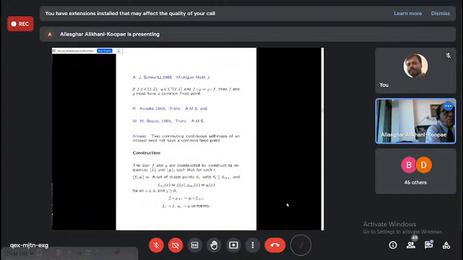So I have picked this one here. And A.J. Schwartz was able to show that if one of the functions is in C1 of I, meaning it has a continuous derivative, and it commutes with a continuous function f, then those two should have a common fixed point. And finally, Boyce and Huneke in 1969, both of these papers published in Transactions of the AMS, answered this question in the negative, and constructed a pair of commuting continuous functions that do not share a common fixed point.